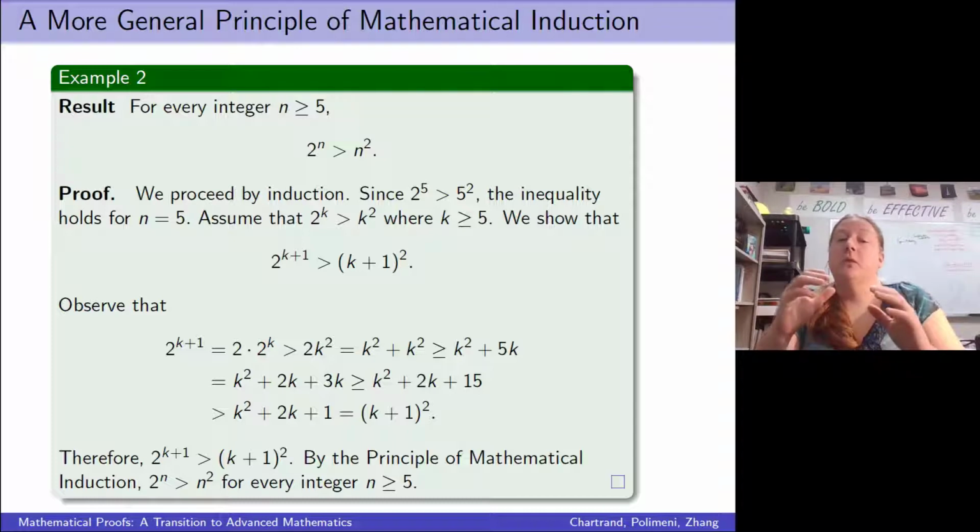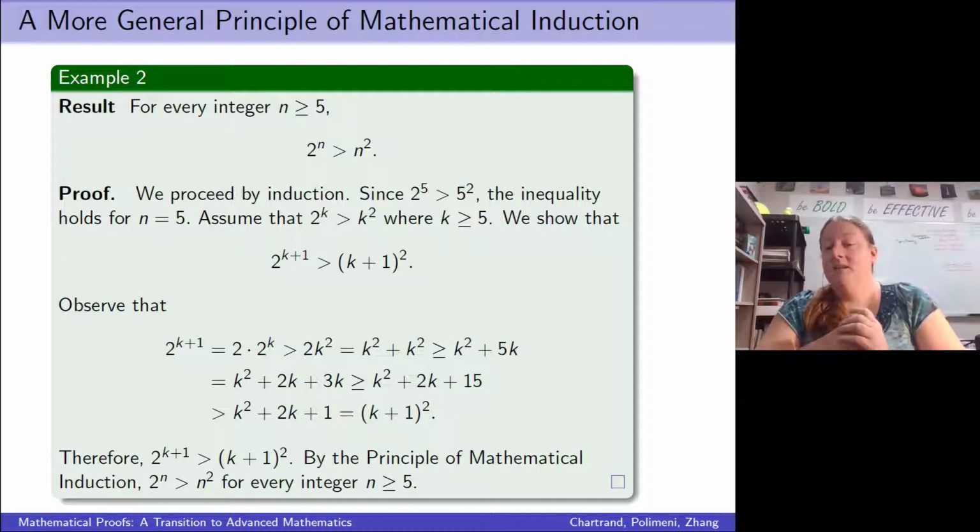And we're going to show that 2 to the k plus 1 is greater than k plus 1 squared. So again, we look at one side of the inequality. So we have 2 to the k plus 1, and that's going to equal 2 times 2 to the k. Well, by our induction hypothesis, we know that 2 to the k is greater than k squared, so 2 times 2 to the k is going to be greater than 2 times k squared.